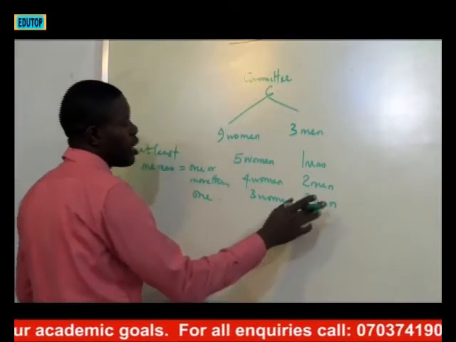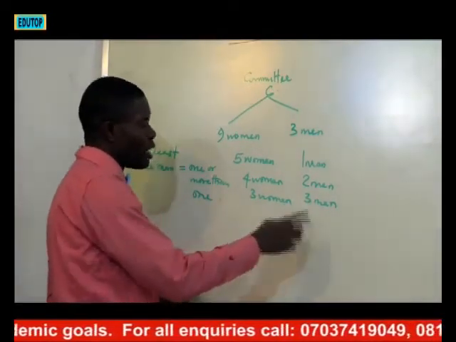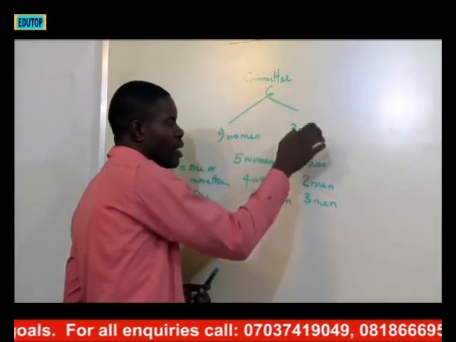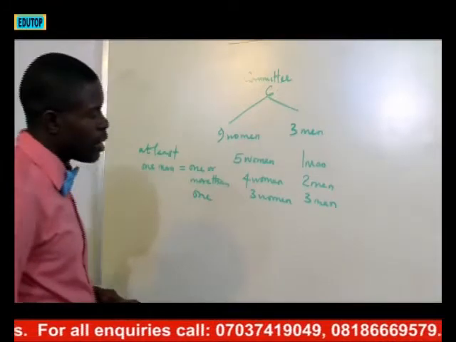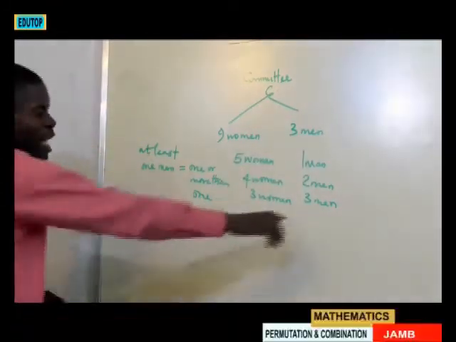So this will be where we are going to stop, because why can't we go further? Simply because the maximum number of men is 3. So we can't say 4 men because you have the maximum of 3. So we have attained the maximum.